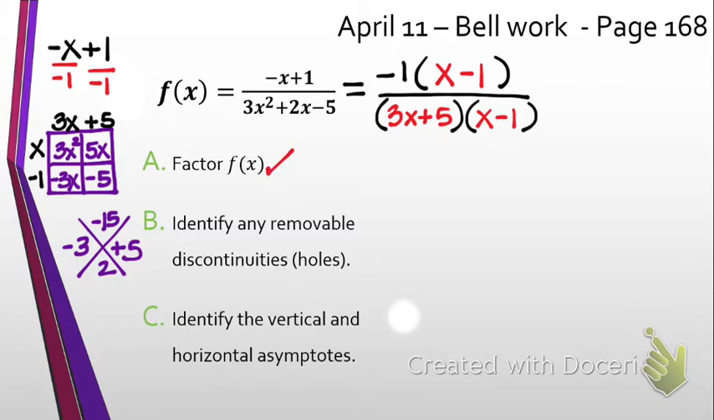Because if it's factored, you can identify what is removable. So we have to factor it in order to know our removable discontinuities.